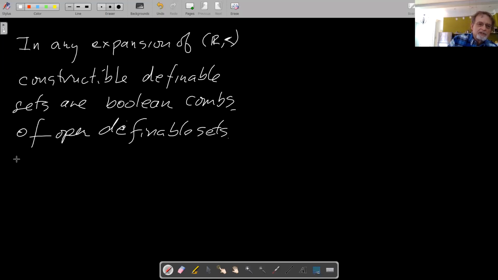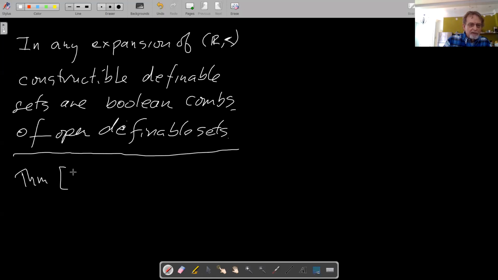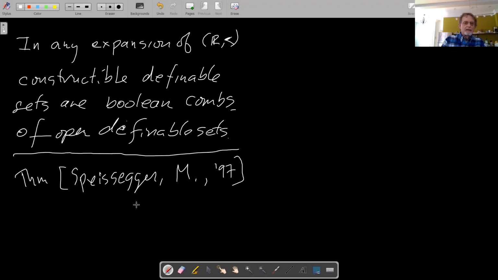So this is step one here. When we're working with expansions by constructible sets, we're really working with expansions by open sets, and that's an important little reduction here. Then this was a theorem of, this was like my first theorem with Patrick. We were at Fields in '97, up on the third floor.